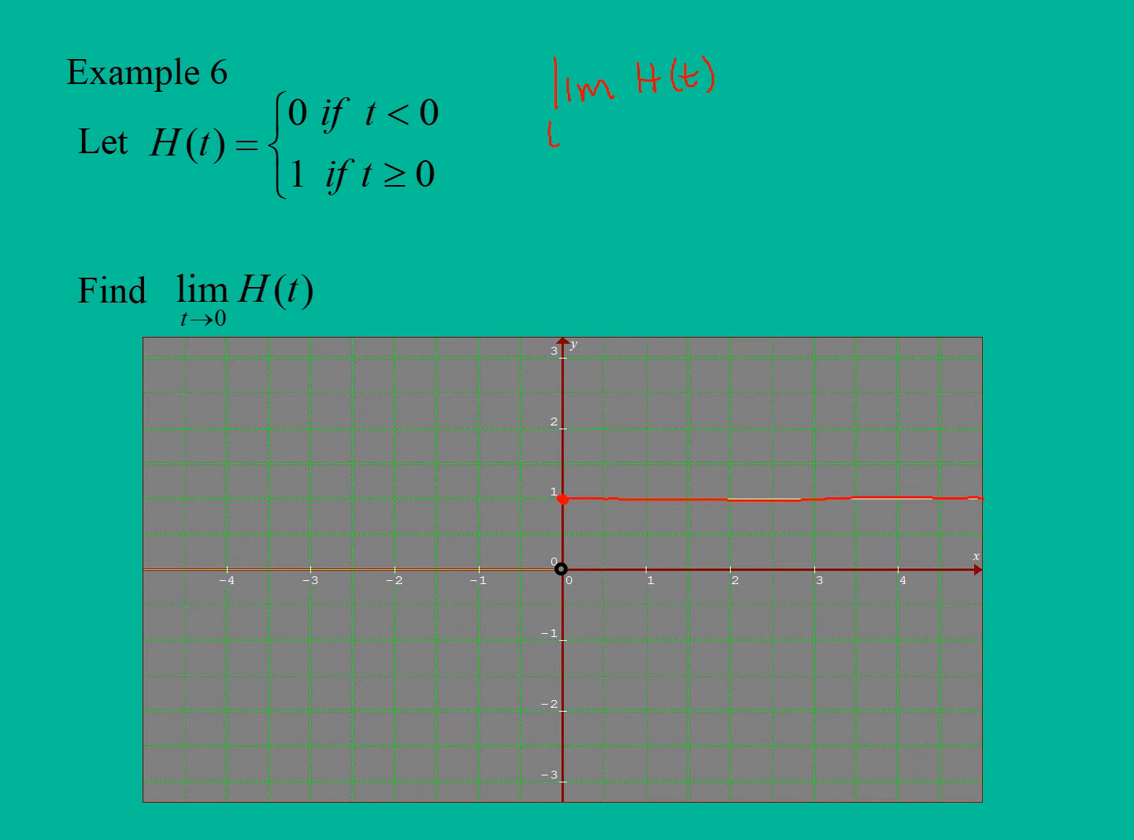We said the limit of h of t as t approaches 0 from the left equals 0. And we said the limit of h of t as t approaches 0 from the right equals 1. And you can verify that with the graph. As x approaches 0 from the right, you can see that the y values are approaching 1. Our conclusion was the limit of h of t as t approaches 0 then does not exist, because in order for a limit to exist, the one-sided limits have to equal each other.